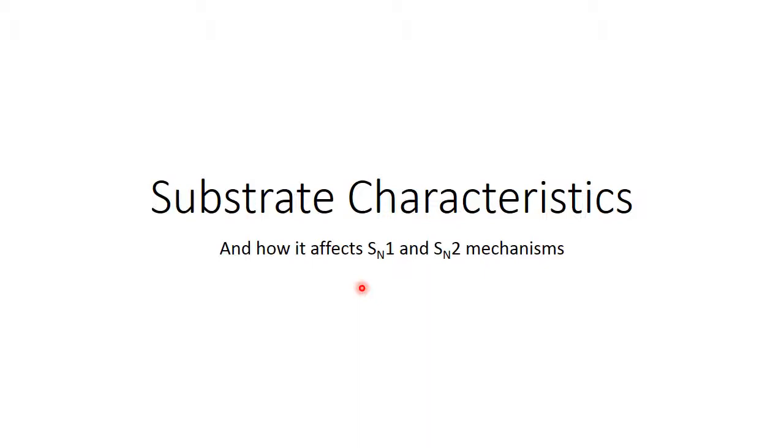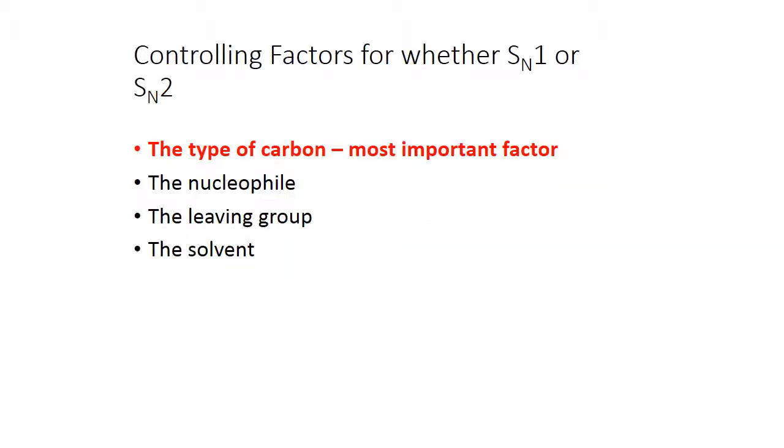The first thing that you need to realize about SN1 and SN2 is that there are several different controlling factors. There's the type of carbon or the substrate, the nucleophile, the leaving group, the solvent, and even the temperature, which we're not going to go into. The most important thing to consider when trying to determine whether a reaction goes SN1 or SN2 is to look at the type of carbon or the substrate that is reacting.